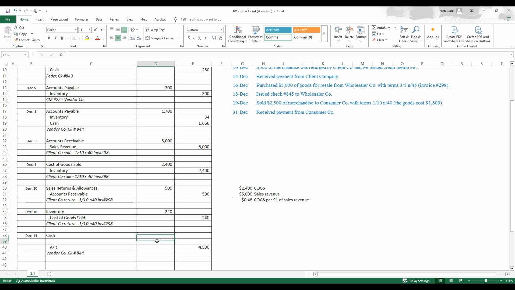And then we have to look and see whether they took that discount because they're within the time frame. The original sale said they could take 1% if they paid within 10 days, and that was on December 9th. And we're on December 14th. So it's only been 5 days since December 9th, so it's within the 10-day time frame.